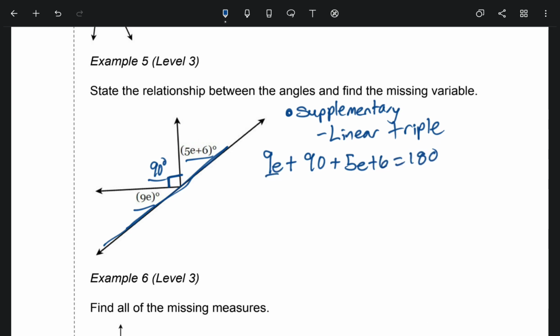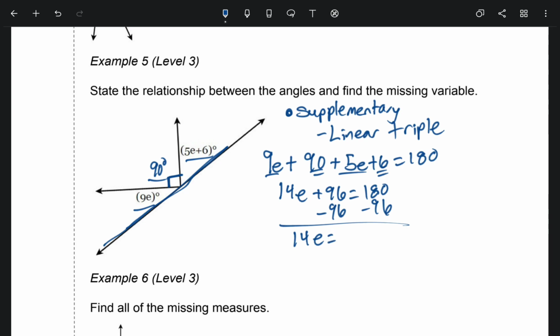Now I'm going to combine like terms. So 9E plus 5E is 14E. 90 plus 6 is 96 equals 180. Subtract 96 from both sides. Get 14E equals 84. Divide both sides by 14. And we get E equals 6.